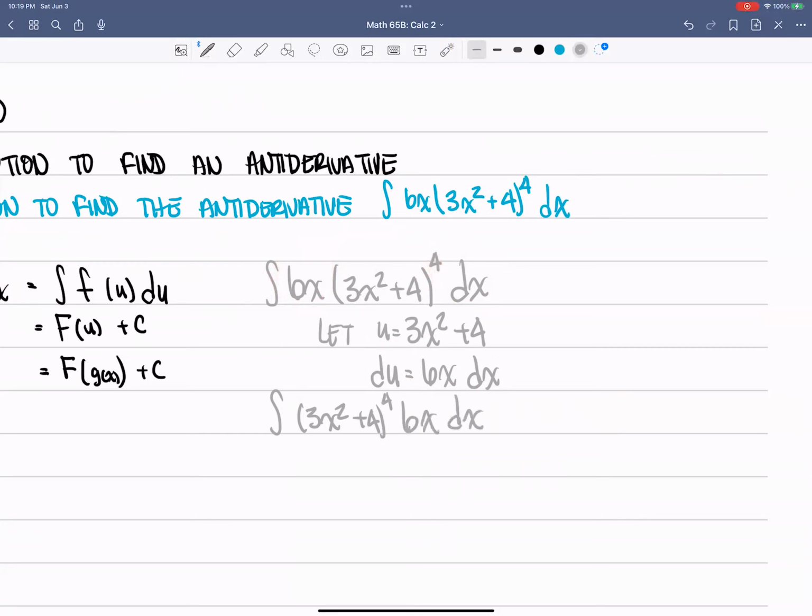6x dx. So now, wherever we see a 3x squared plus 4, we're going to substitute u. So for this whole thing here, this is going to be u to the power 4. And also, wherever we see a 6x dx, we're going to substitute a du. So this is no longer that, it's du. So let's do our substitutions. Here we said let u equal 3x squared plus 4, so u to the power 4. We also said let du equal 6x dx, which is this one here. So we're going to put du.